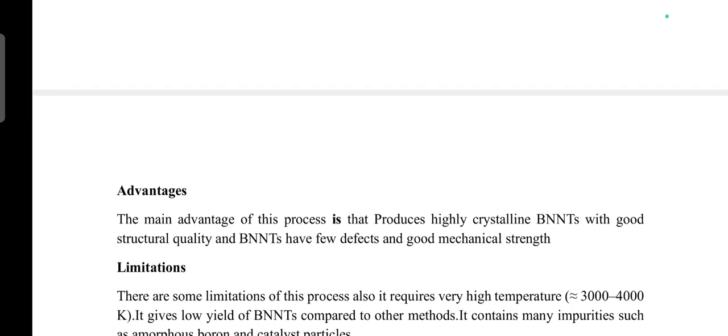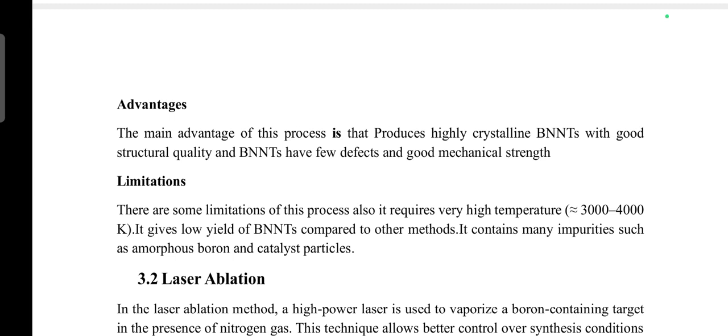What are the advantages of the discharge method? The main advantage of this process is that it produces high crystallinity boron nitride nanotubes with good structural quality, and boron nitride nanotubes have few defects and good mechanical strength.